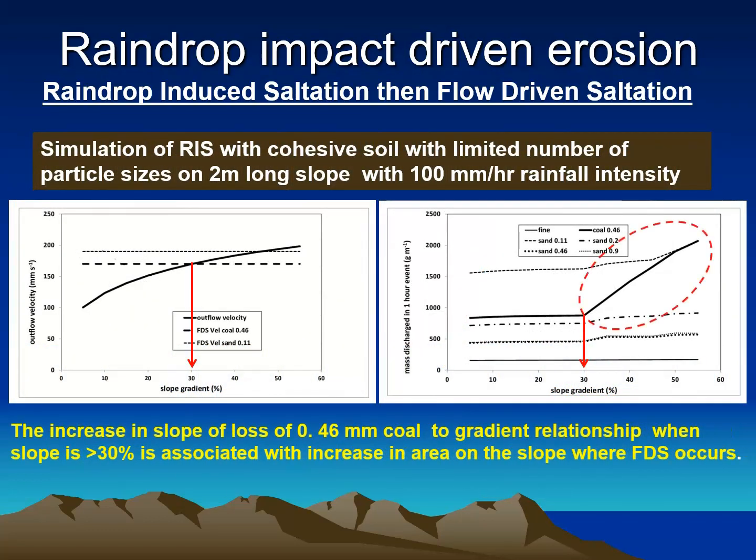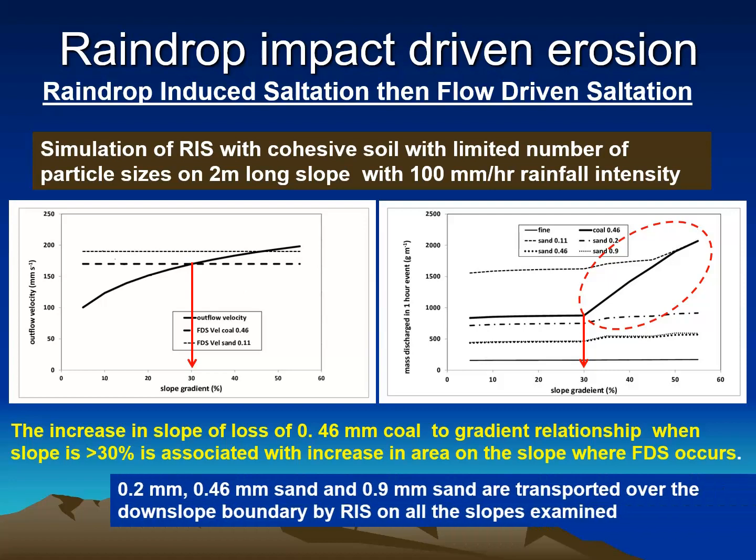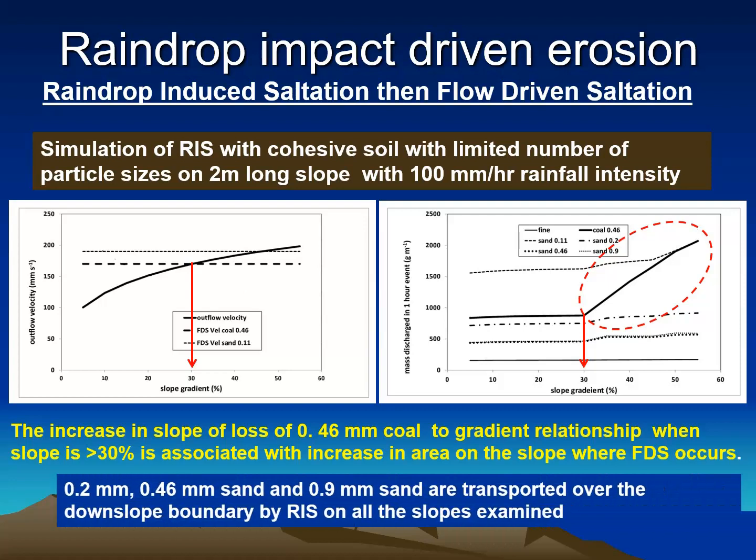When slope gradient exceeds 30%, flow-driven saltation moves coal particles across the downstream boundary. As the area of flow-driven saltation increases, so too does the discharge of that coal material. However, particles of sand still are transported across the downstream boundary by raindrop-induced saltation.